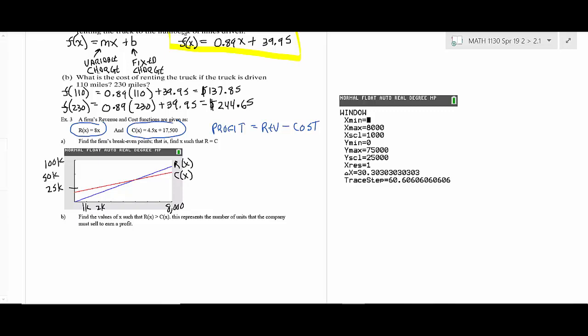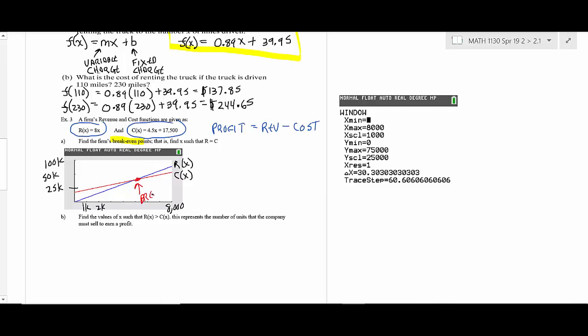So the break-even point, you know what the break-even point would be. That's just where revenue and cost are equal. So that means once you get past the break-even point, you're going to start making profit. Your revenue is going to exceed your cost, so you start making profit. Okay, so this right here is your break-even point.